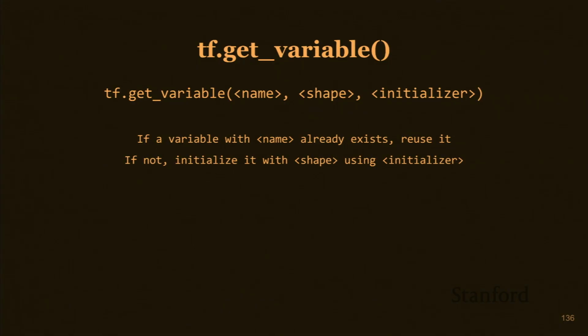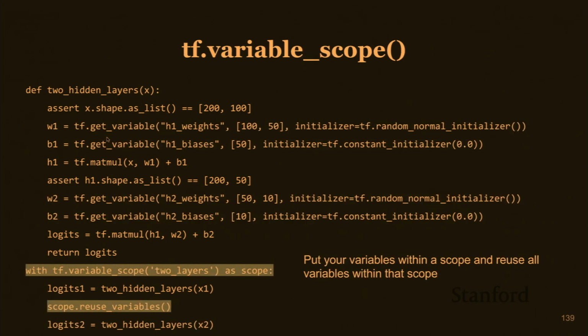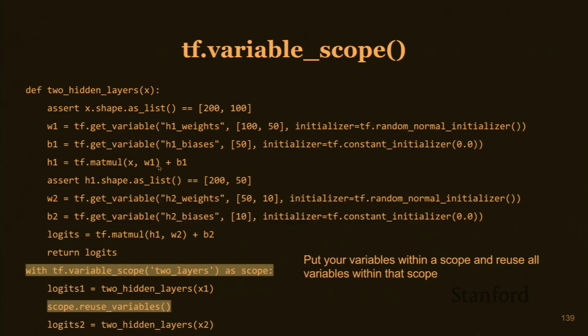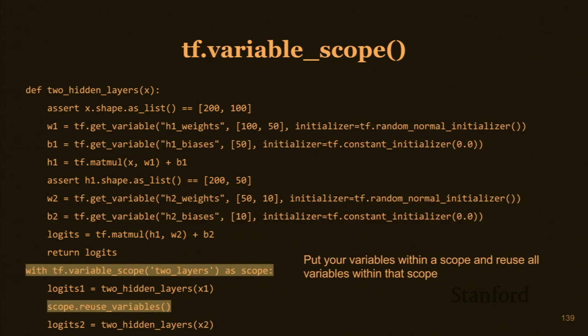One thing is that get variable, if a variable already exists, just recalls that variable. But if that variable doesn't exist yet, then it will create that variable. But when you replace tf.Variable with tf.get_variable, you get an error. What it means is that for you to reuse the variable, you have to explicitly tell TensorFlow that. So you have to put the variable under some variable scope, and then tell TensorFlow that you want to reuse the scope.